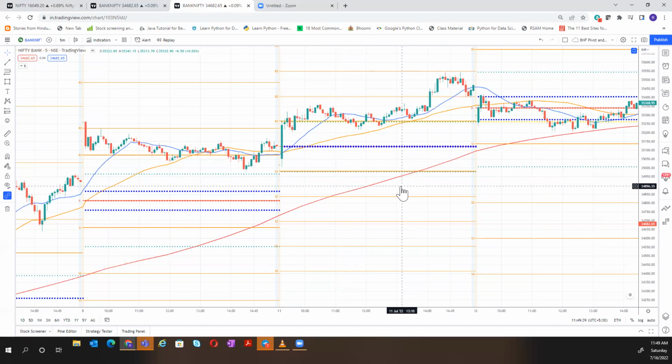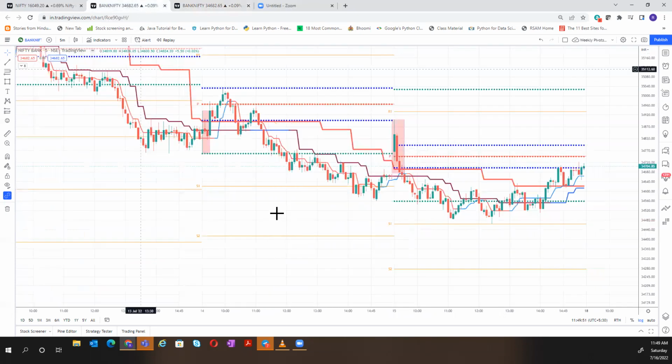Understood? So far clear? Take this as strategy number one, how you can identify the main trend, intermediate trend, and take trades on 5 minutes. Simple, one strategy done. Now let me quickly walk you through another strategy which I wanted to tell you. Now this is based on trend analysis.